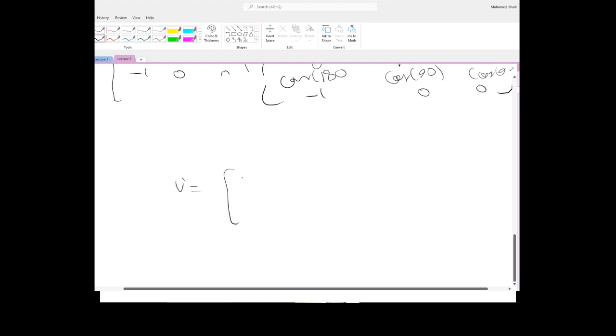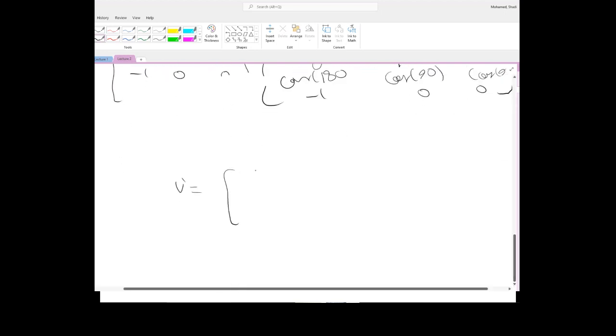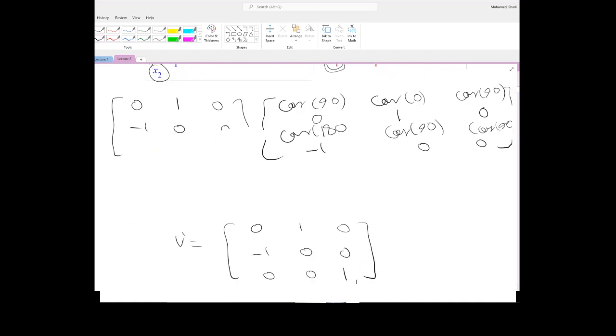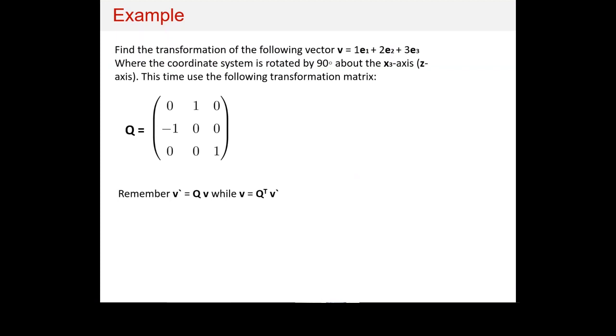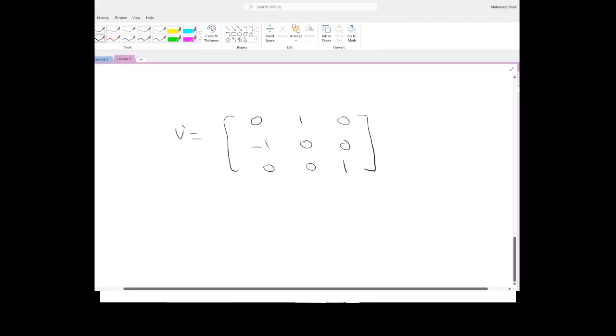So this is, I said, 0, 1, 0, minus 1, 0, and 0. And here you have 0, 0, and 1. You have the vector itself. I have written the vector here. All right, so this here is 2, minus 1, and 3, multiplied by 2, minus 1, and 3.